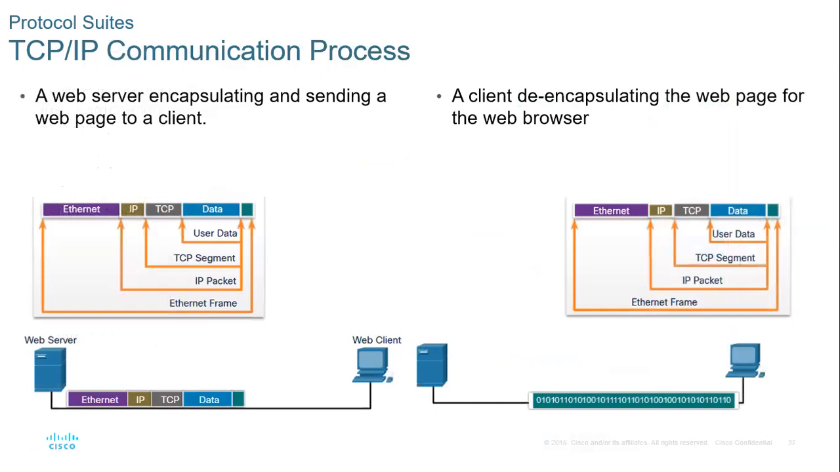TCP/IP communication process: a web server encapsulating and sending a web page to a client. Through this process the data becomes TCP segment, IP packet, Ethernet frame. A client decapsulates the web page for the web browser: Ethernet frame, IP packet, TCP segment, user data. Like the web server, the web client sends data packets the same way: data, TCP, IP, Ethernet. This is the scenario of how it goes in the form of zeros and ones.